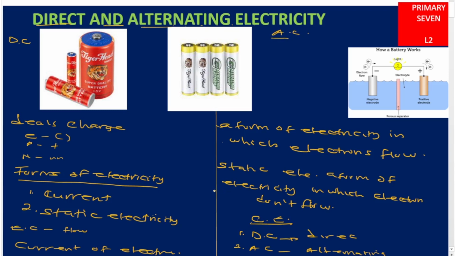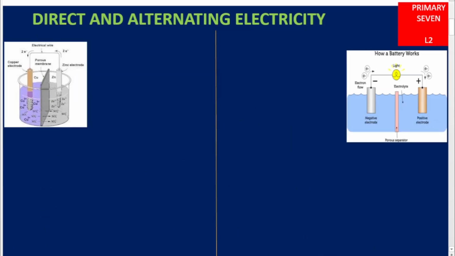In summary, we've said current electricity is a form of electricity in which charges do flow, and those charges are the electrons. It is divided into two, that is the DC and AC. DC standing for direct current and AC standing for alternating current. All right. Now at this moment in time, we are going to start with the DC. We are now going to understand the DC fully in detail.